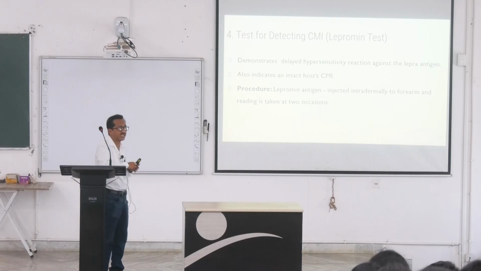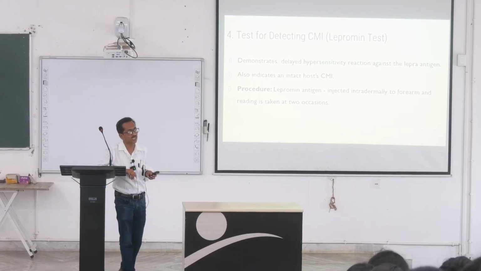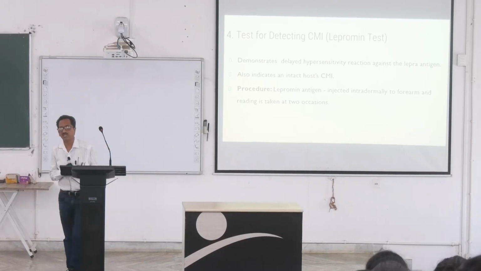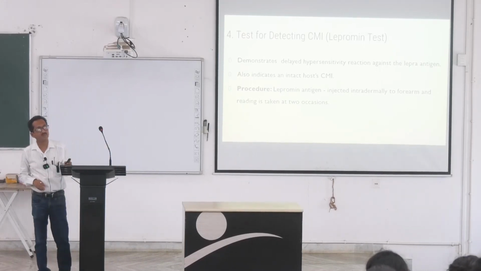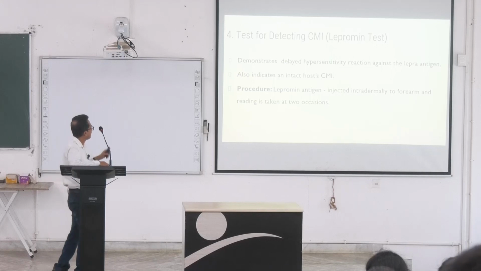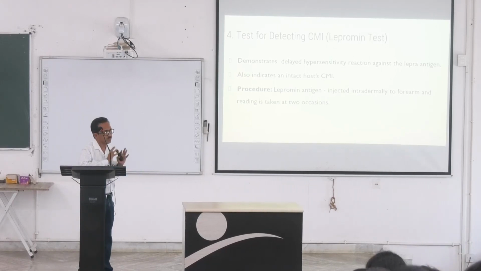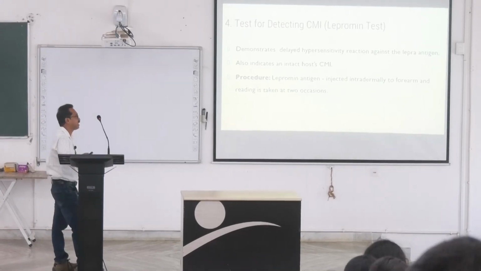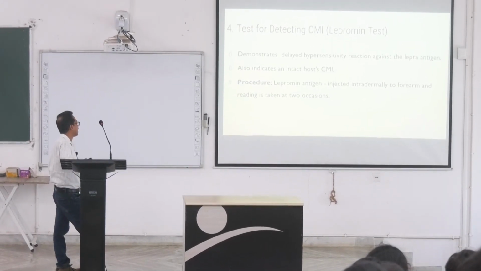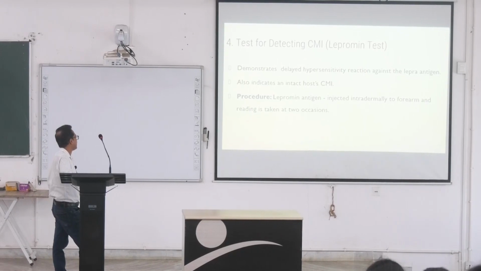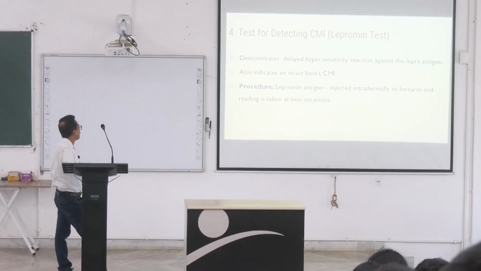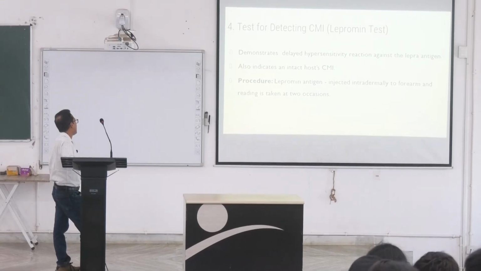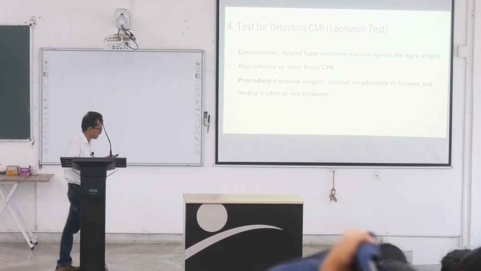Lepromin test. That is another question for a short note. What is the lepromin test? What does it detect? The lepromin test detects cell-mediated immunity. If it is positive, that means the patient has cell-mediated immunity. It also detects a delayed hypersensitivity type of reaction against the lepra antigen. The lepromin antigen is injected intradermally into the forearm and the reading is taken on 2 occasions.